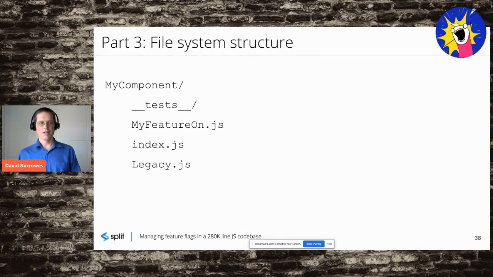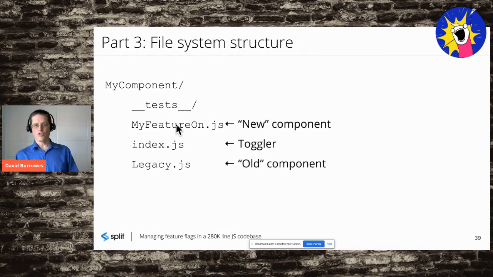So for the third part of this, we have a file system structure. In this case, we've got a component. Inside of this directory, I've got a new component, the toggler we just looked at, and the old component.